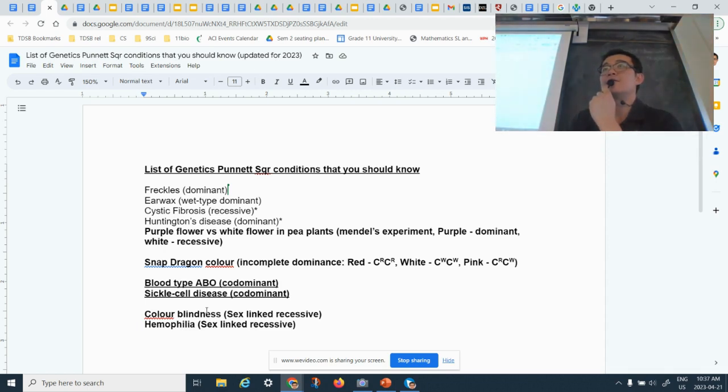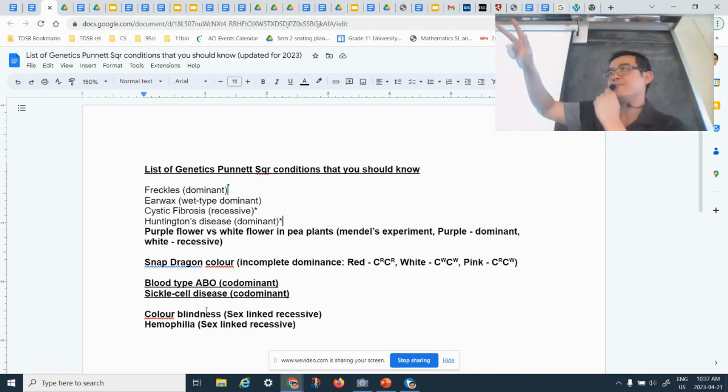Also, you will be expected to determine whether a certain condition is autosomal recessive, autosomal dominant, codominant like blood type, or sex-linked recessive based on the pedigree chart. So the four different types of inheritance that you should be able to detect from a pedigree chart are autosomal dominant, autosomal recessive, codominant like blood type, and sex-linked recessive.